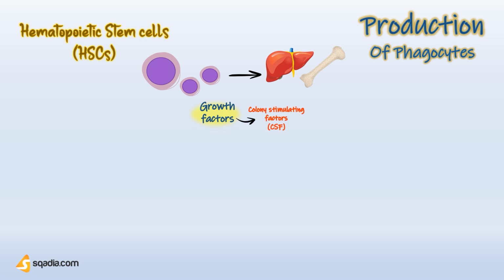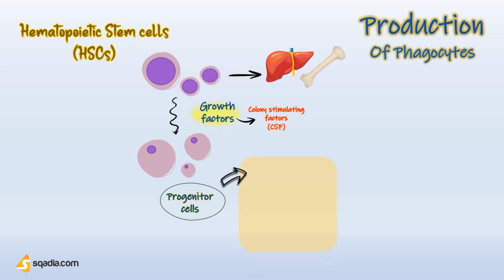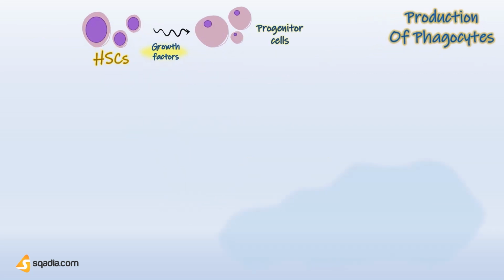Included among these growth factors are the colony-stimulating factors, CSFs. Specific CSF induce differentiation of particular cell lineages. In the presence of these various growth factors, including the CSF, the HSC become progenitor cells. Progenitor cells are more mature and less primitive than HSC, and they have some commitment to develop along a particular cell lineage. Progenitor cells cannot replenish stem cells.